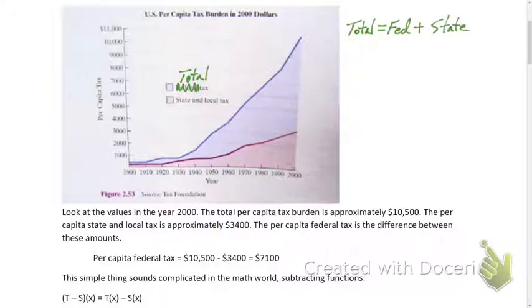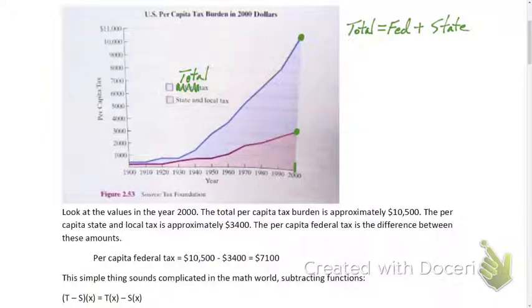So in this example, they say look at the values in the year 2000. So you go all the way to the right. Here's the year 2000 in green on the x-axis. We want this value for state and this value for total. And they want to know what is the federal tax in the year 2000.